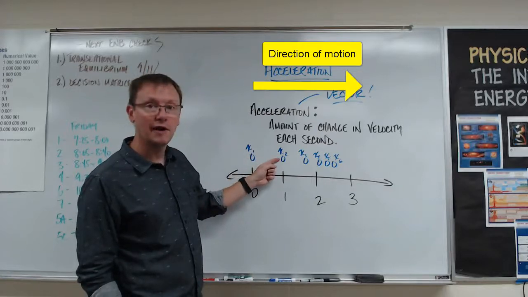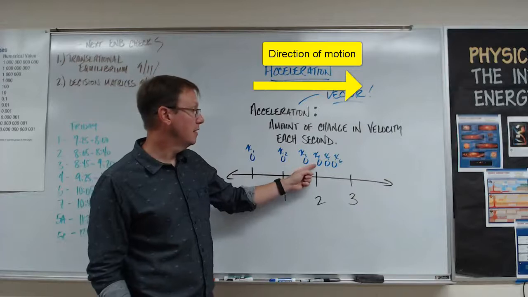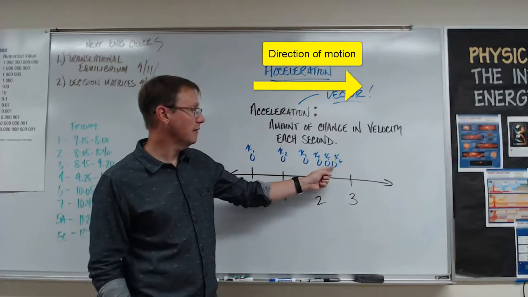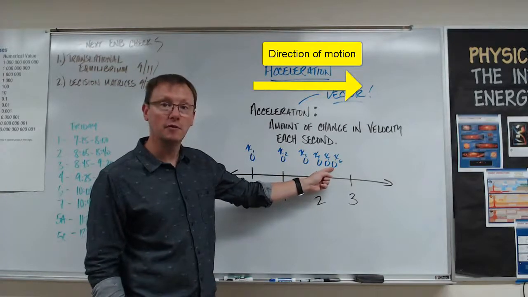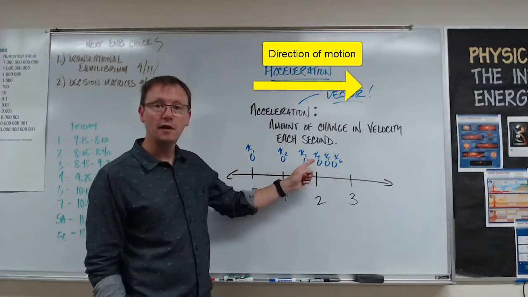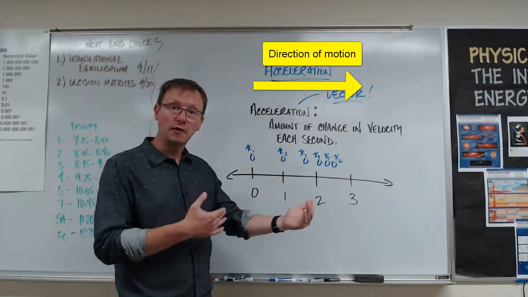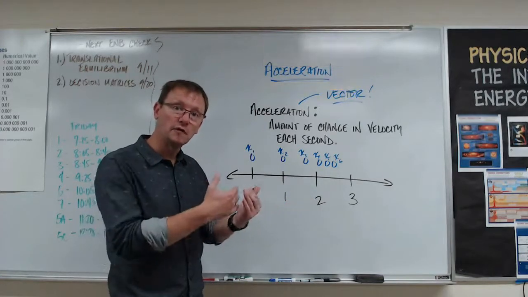Here's where it is at the next moment in time. Here it is where the next moment in time is. There it is where the next moment, and the next, and the next. And so this is where it stops moving. So you can see what happens to the distances between, or the displacements for each interval of time actually get smaller and smaller and smaller.